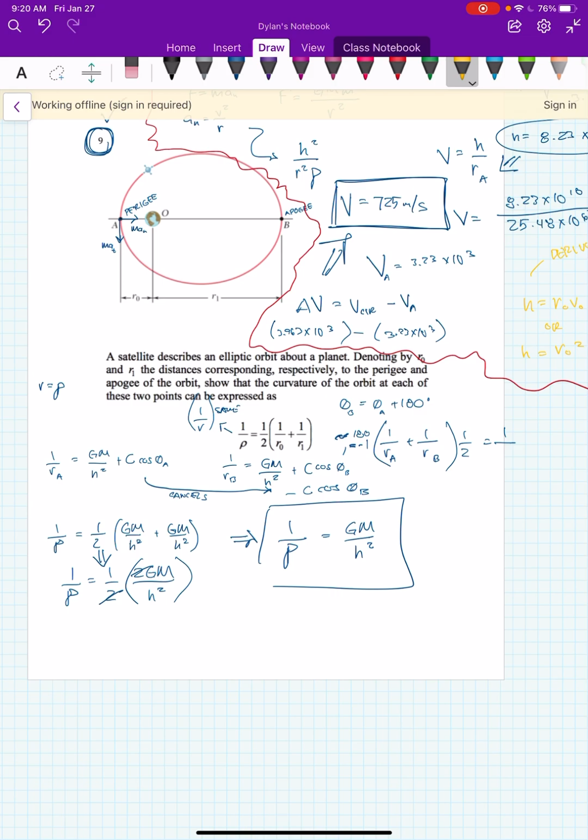Cancel a few things, the 2's, and then I'm back at the original equation, which proves that the curvature of the orbit at those 2 points can be expressed either way. The one it gives me or the one in my answer. And that is chapter 12 homework.